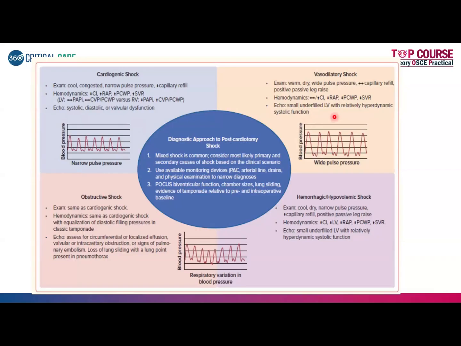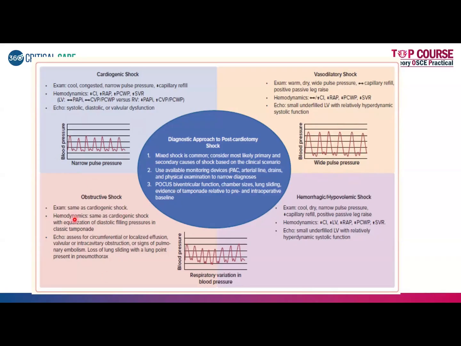Vasodilatory shock: on examination, the patient will be warm and dry with a wide pulse pressure. Need to see the capillary refill time. Other hemodynamic maneuvers, like the passive leg raise test, can be used, and the patient will present with a wide pulse pressure.